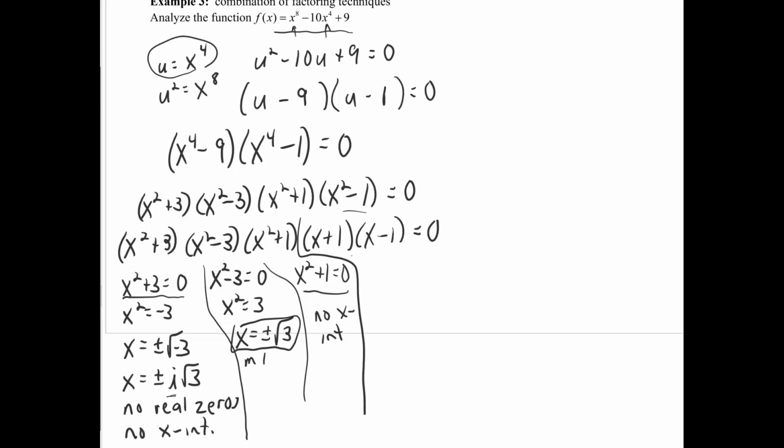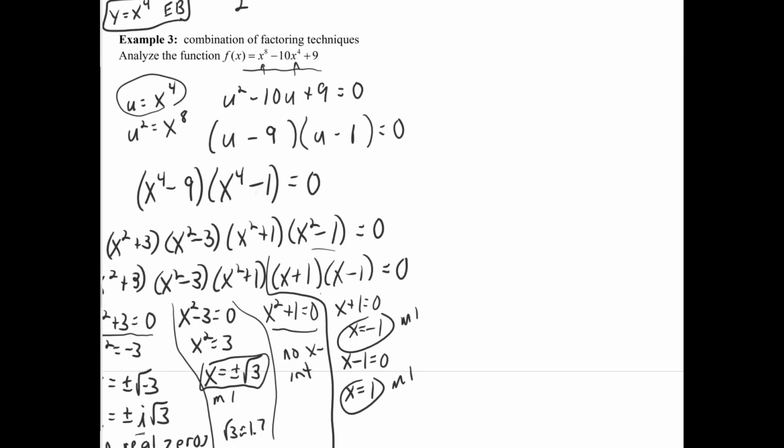Okay, we're kind of running out of room here. These two are pretty straightforward. x plus 1 equals 0 means x equals negative 1, and x minus 1 equals 0 means x equals positive 1. So these are two more zeros with a multiplicity of 1. All right, so we've actually found 4 zeros here. And by the way, just for graphing purposes, rad 3 is approximately 1.7. So when we see the graph of this function, and we're going to look at this in a couple minutes, we expect to see an x-intercept at about 1.7, negative 1.7, 1, and negative 1.